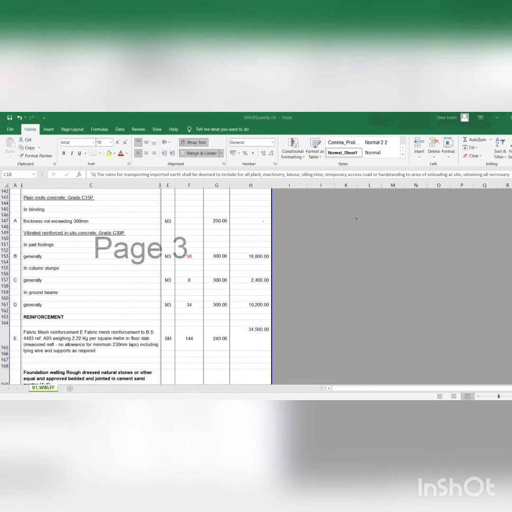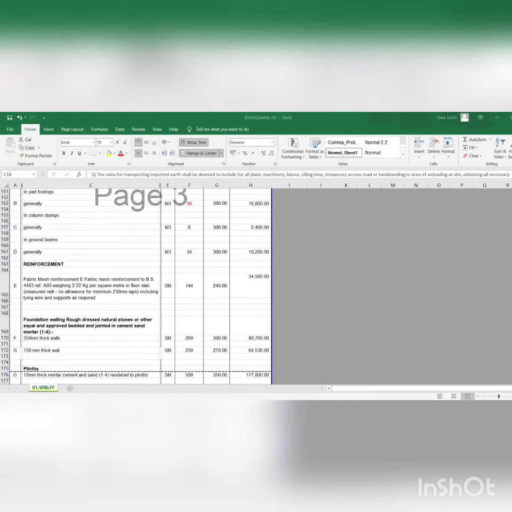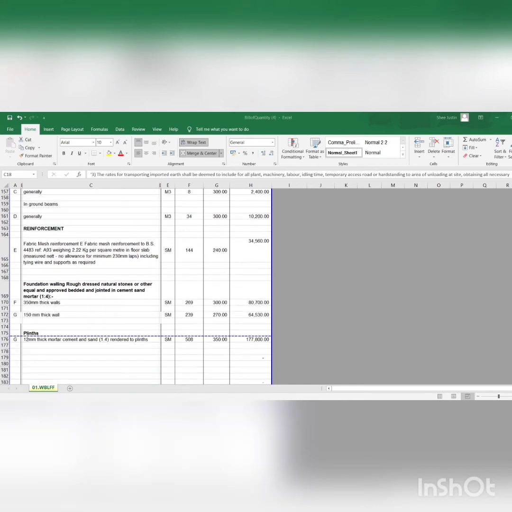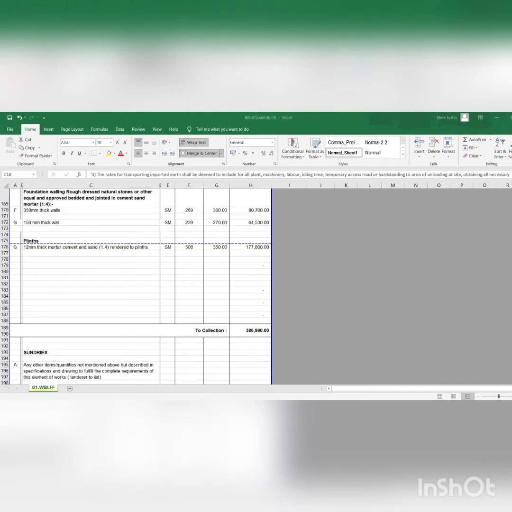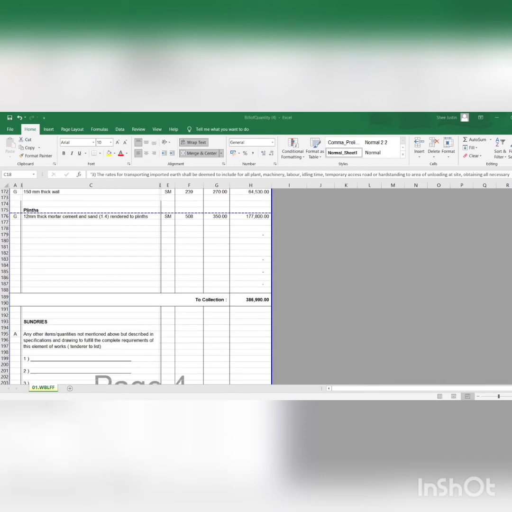Next, in situ concrete. The rate information and the foundation walling prints have been included in the in situ concrete work. So the total amount for the in situ concrete work is 386,990 ringgit. So this is a part for the structure work.